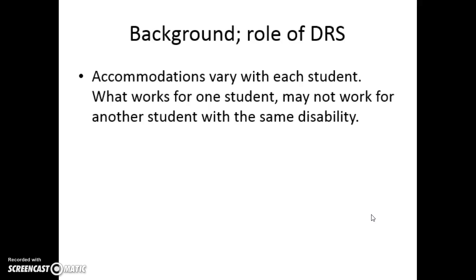And so any accommodation will vary with every student. So what works for one student may not work with another student of the same disability. So if you're working with somebody with a learning disability, it may affect each of them differently, or depression, or whatever it might be. So of course what DRS provides is ongoing support, case management, advising, information and referral, and of course advocacy.